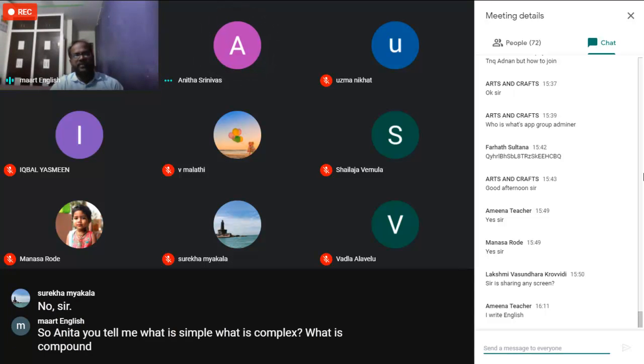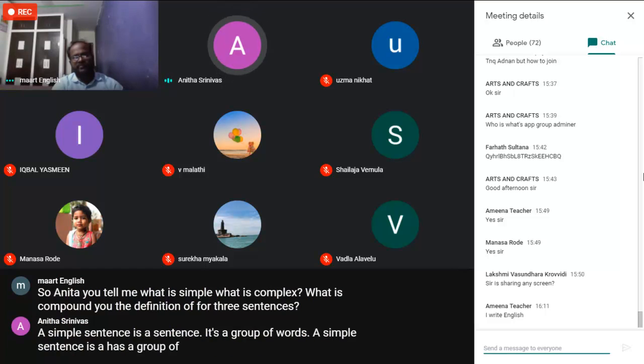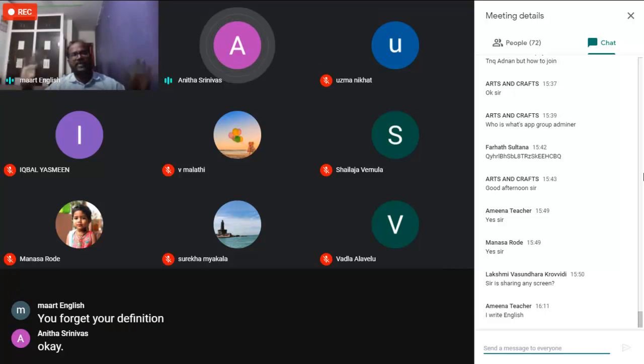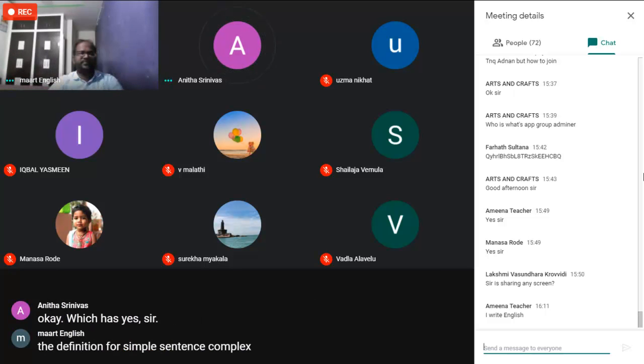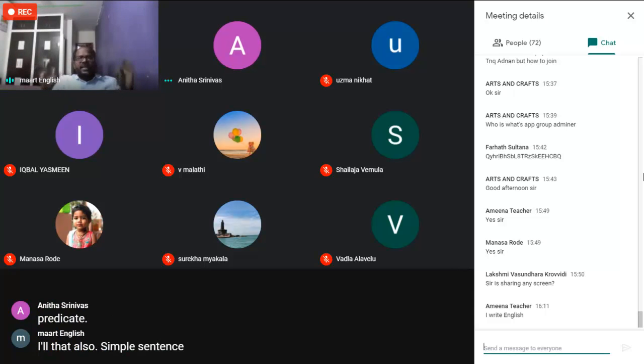Give the definition for the three sentences. A simple sentence is a group of words. You forget about group of words, forget about the definition for subordinate and main clause. Just give the definition for simple, complex and compound. A simple sentence has a subject and predicate. Forget about subject and predicate also. A simple sentence is a sentence which has only one main clause.